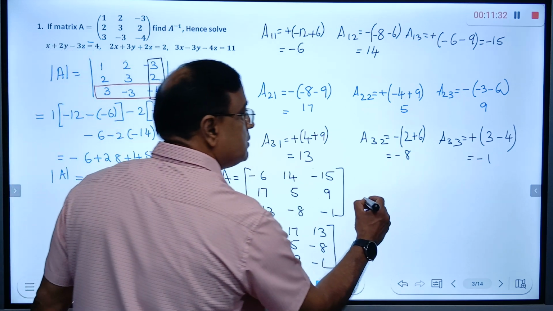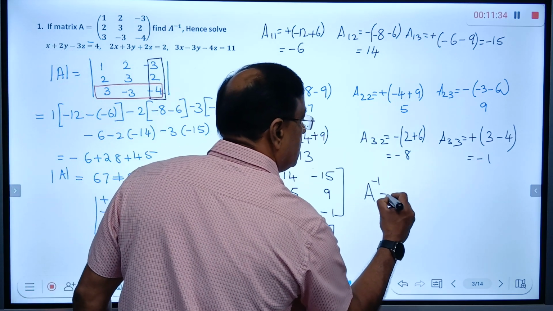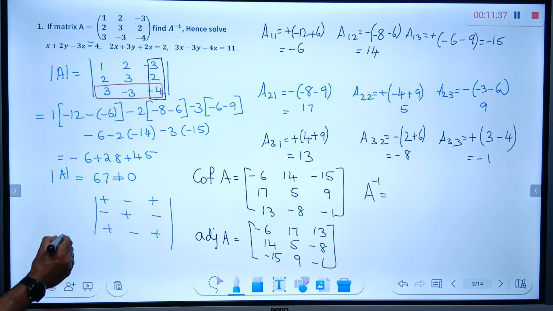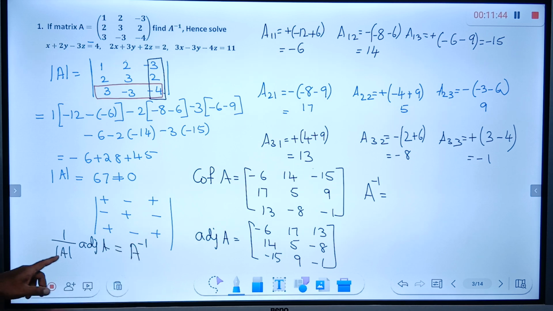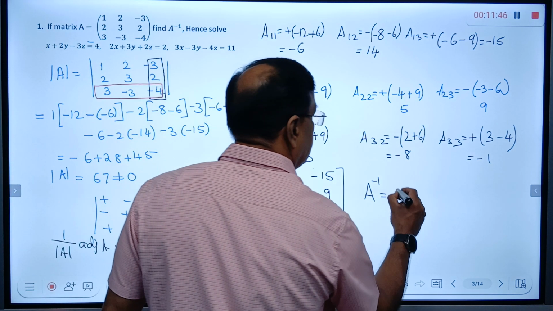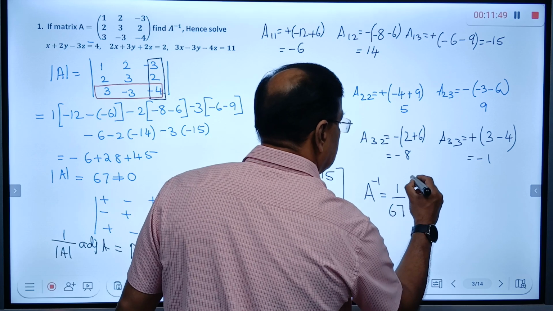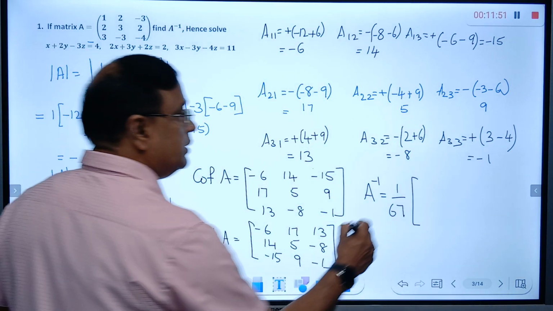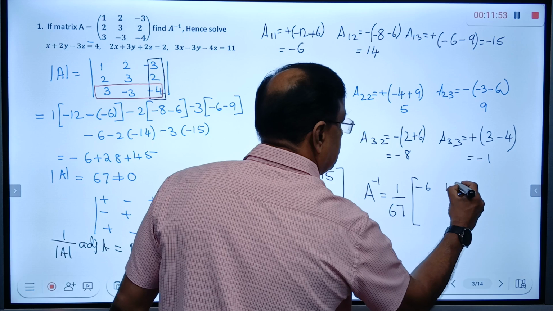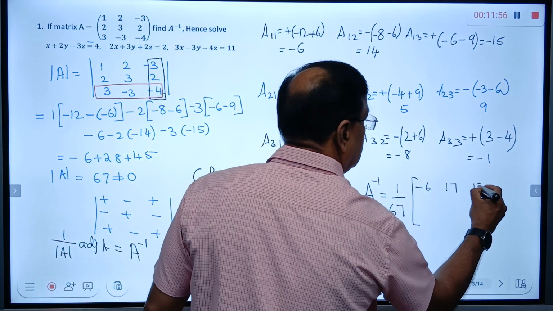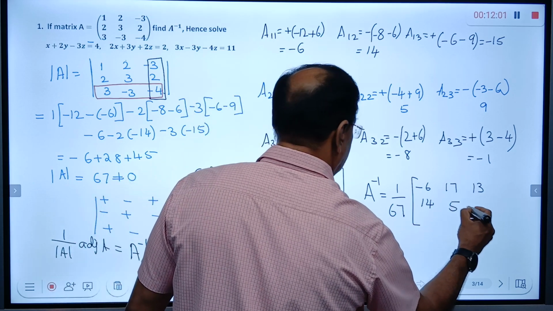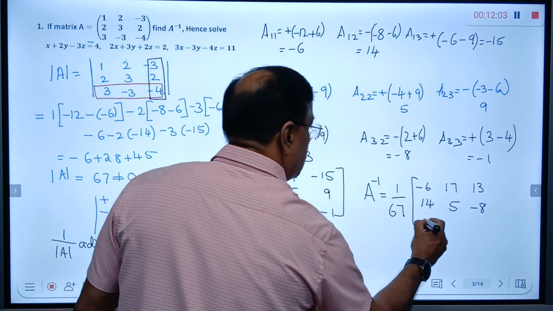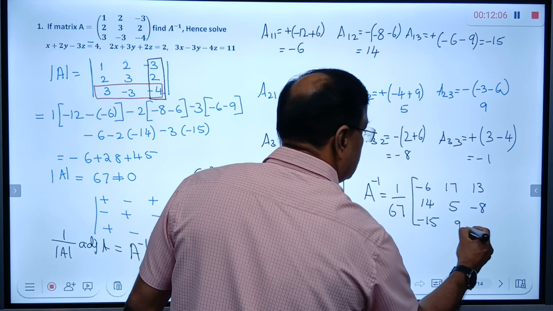Now what is A inverse? For A inverse, there is a formula: 1 by determinant of A into adjoint of A. So this is the formula for A inverse. What is the determinant of A? The determinant of A is 67. So 1 by 67 into the adjoint of A, which I have found here: minus 6, 17, 13, 14, 5, minus 8, minus 15, 9, minus 1.